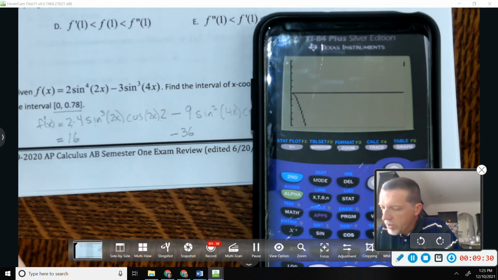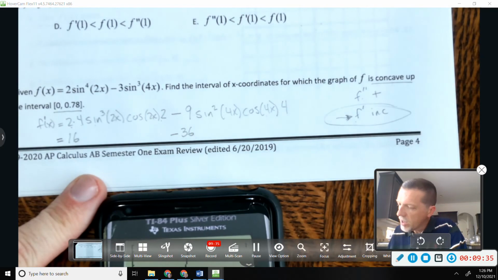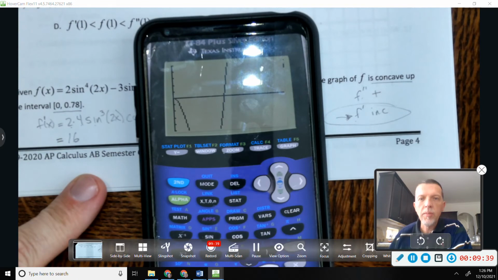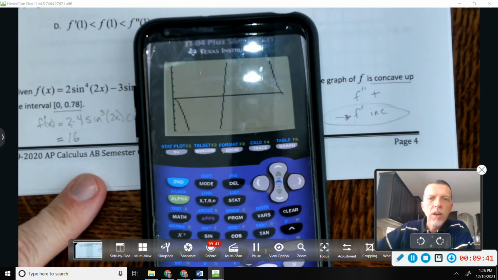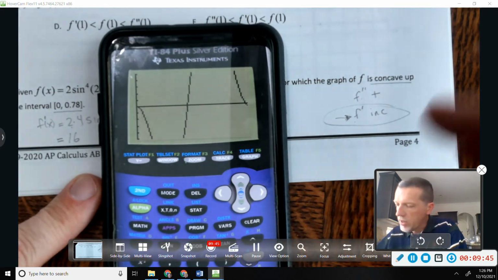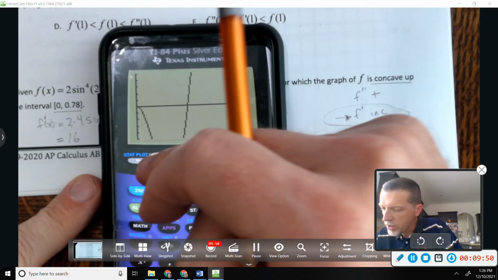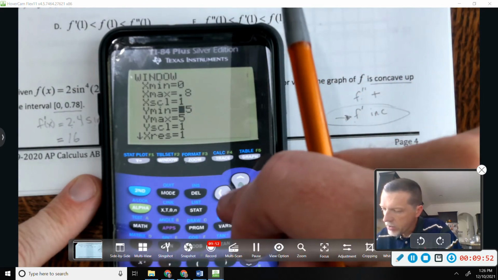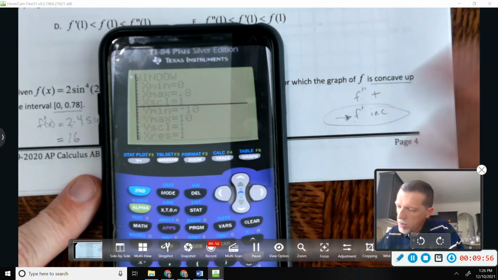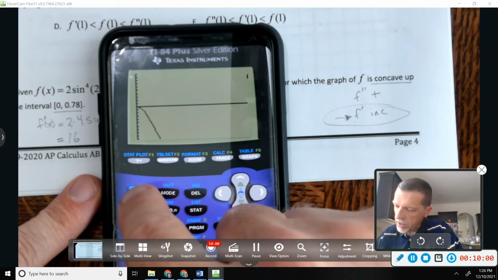Okay, and we want to know, what's the question asked while it's graphing? F is concave up, where f prime is increasing. This is the graph of f prime. So I would like to know where that graph is increasing. So from down here to up here, so I'm not looking in a big enough window to know. -10 to 10 maybe. No, still not enough.